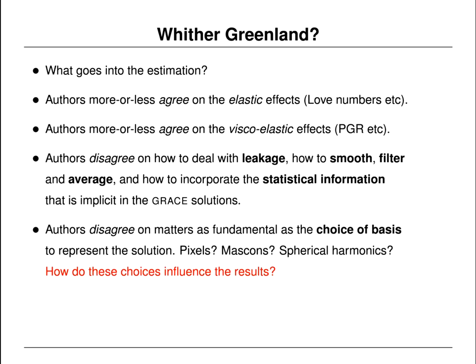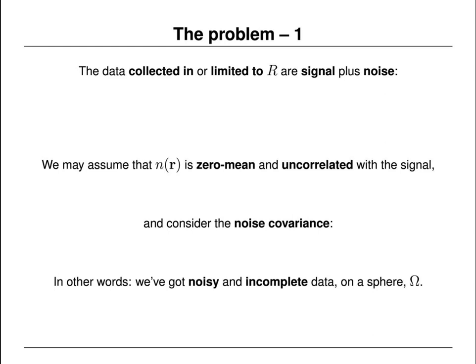So here's the problem in words. We have some data. It's collected over some region R, or it's collected everywhere and we really only want to make inference about a region R. And I know the data consists of signal, which I want, and noise, which I want to get rid of. I'm going to make an assumption that the noise is a zero mean process and that the noise itself is statistically uncorrelated with the signal, which is a reasonable assumption.